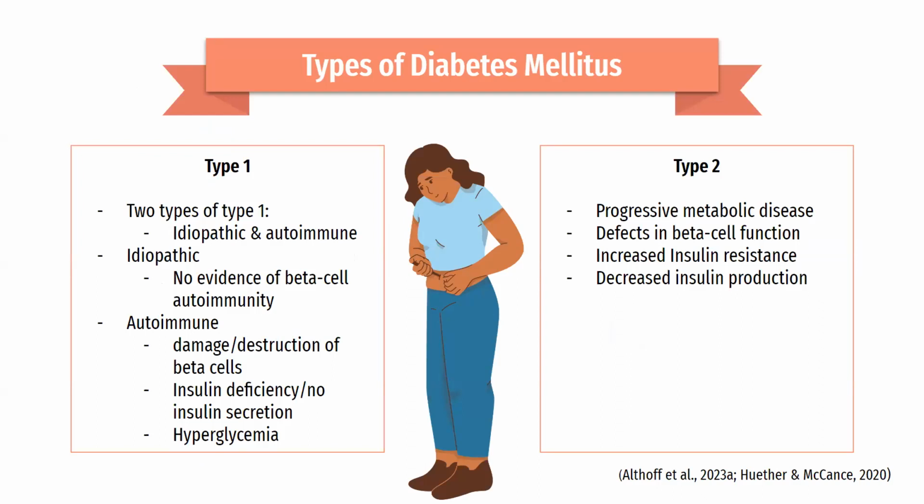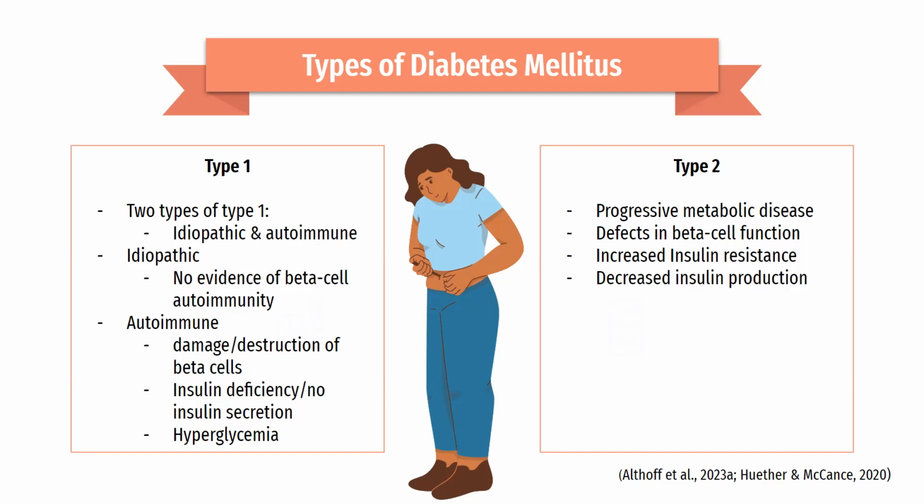In type 1 diabetes, there are two subcategories, which are idiopathic and autoimmune. Type 1 idiopathic diabetes essentially has the same effects as type 1 autoimmune, except there is no evidence of the cause. In other words, there is no evidence of the beta cell autoimmunity. With type 1 autoimmune, this is an autoimmune disease that damages or destroys the beta cells in the pancreas, thus leading to insulin deficiency or no insulin secretion at all, and resulting in hyperglycemia, which is high blood sugar.